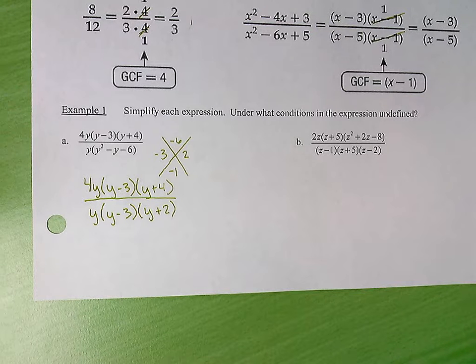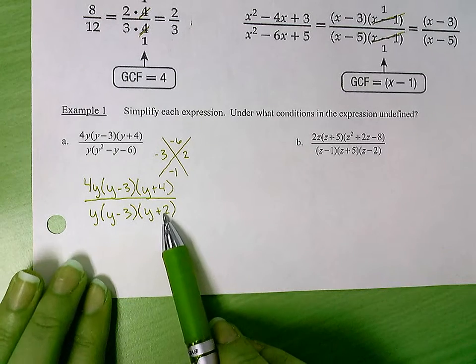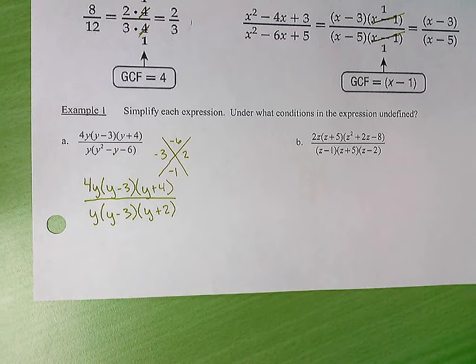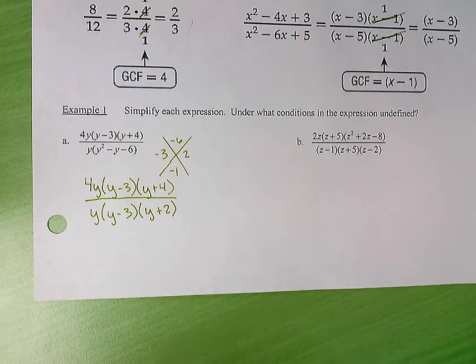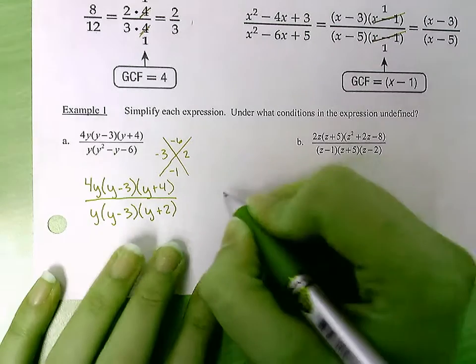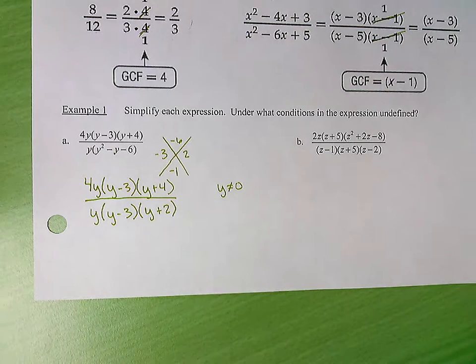Now that I've factored that denominator, I want to see where it's undefined. Before I start canceling things, I'm going to see where it's undefined. So I'm going to set each of those parts in the denominator equal to 0, because I don't want it to be 0. So if I set y equal to 0, it's 0, right? That means y cannot equal 0.